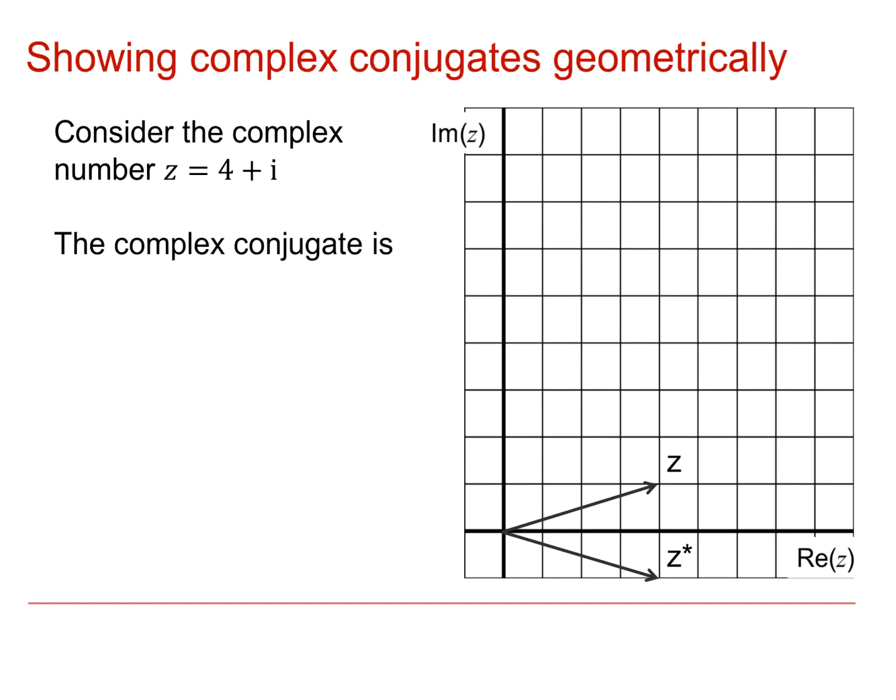When we start looking at complex numbers geometrically, we can see all sorts of interesting patterns. Let's look at complex conjugates. I've got the complex number z equals 4 plus i. Its complex conjugate is z star equals 4 minus i. Both of these points are plotted on the Argand diagram.